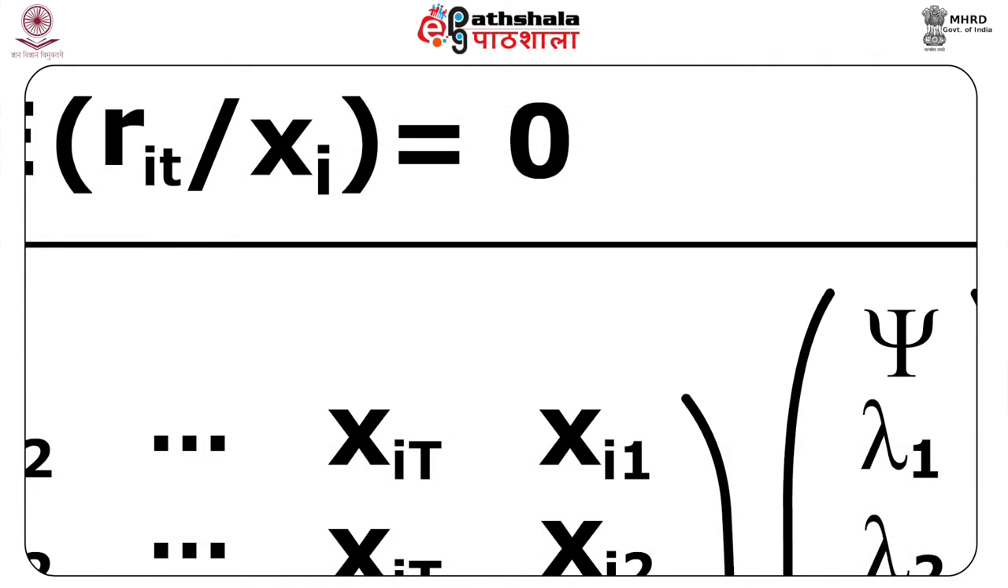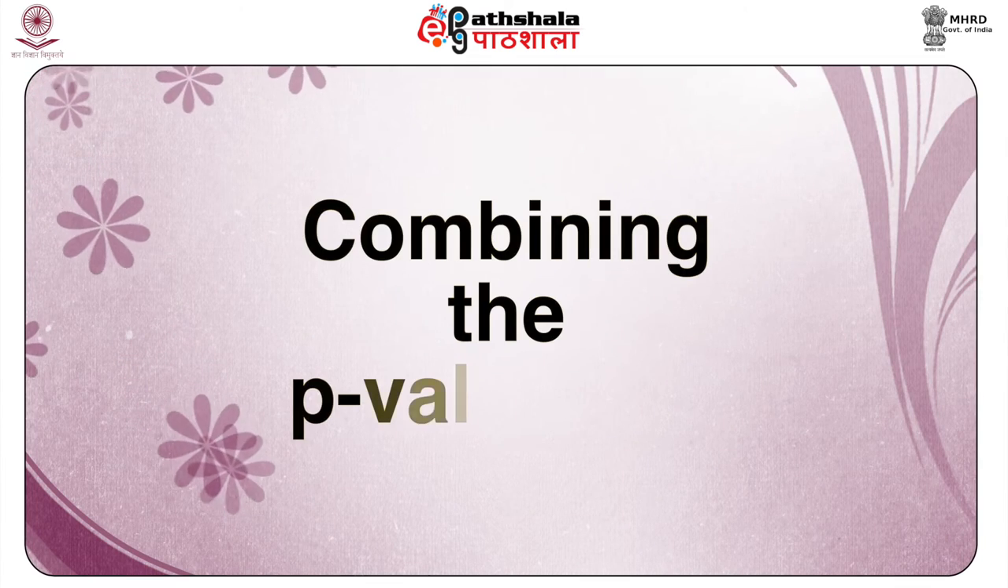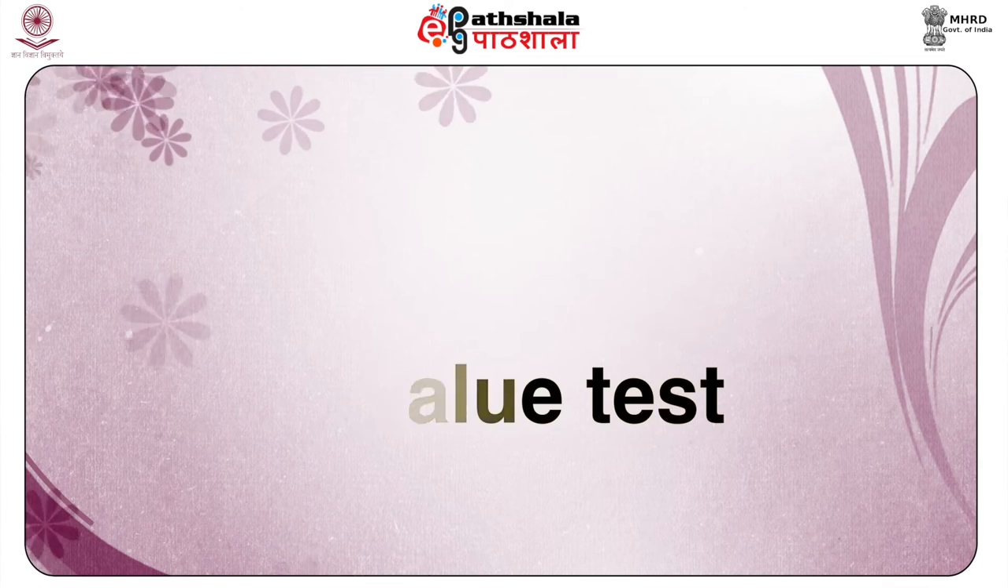Step 3. Run the pooled regression e_it star is equal to rho v_i,t-1 star plus e_it star, and obtain the t-statistic for the null hypothesis rho equal to 0, which has in the limit a standard normal distribution with 0 mean and 1 variance. 4. Combining the p-value test.